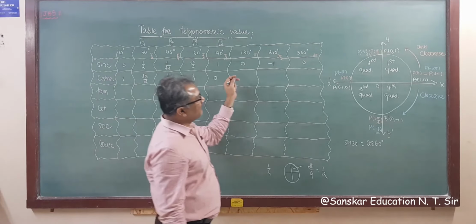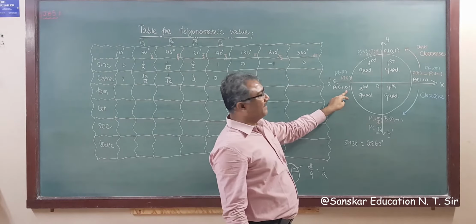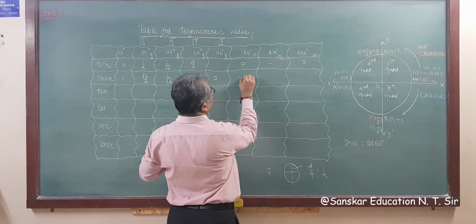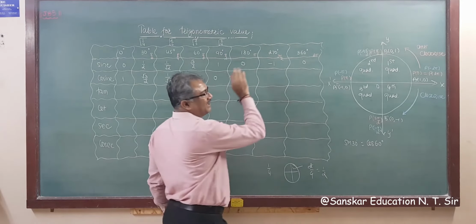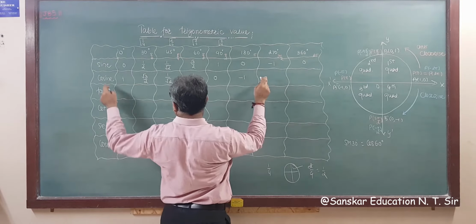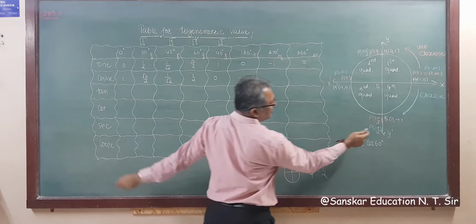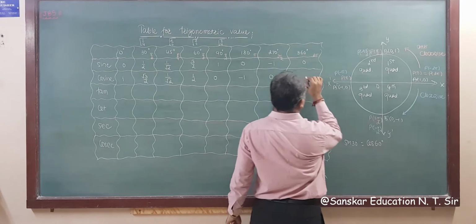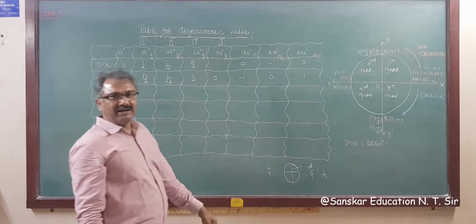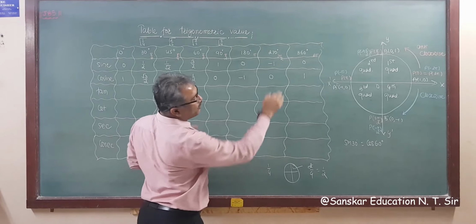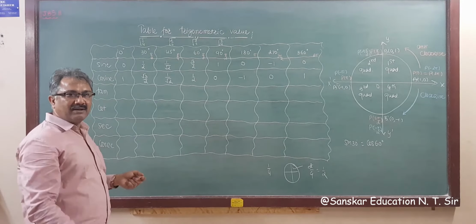Now 180 means pi, sine pi, cos pi. Cos pi is minus 1 and sine pi is 0, that we write here, right? Then cos 270 is 0, and cos 2 pi is again 1, right? Now we prepare the first table for 0 to 90, then 180 to 270 and 360 we will be going.